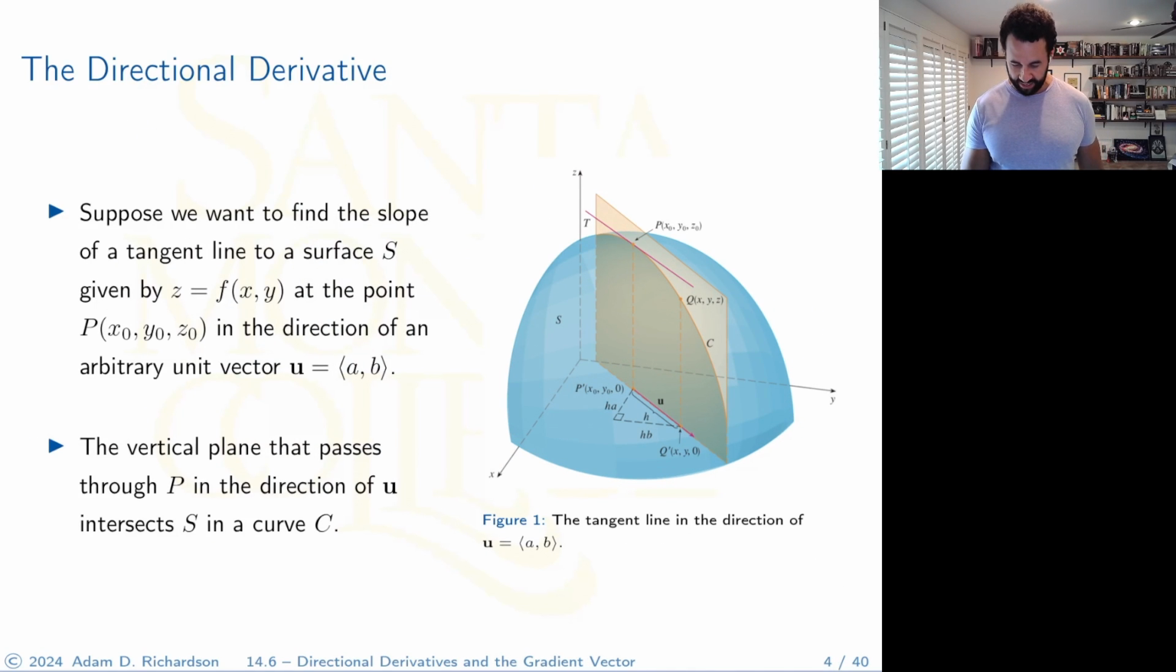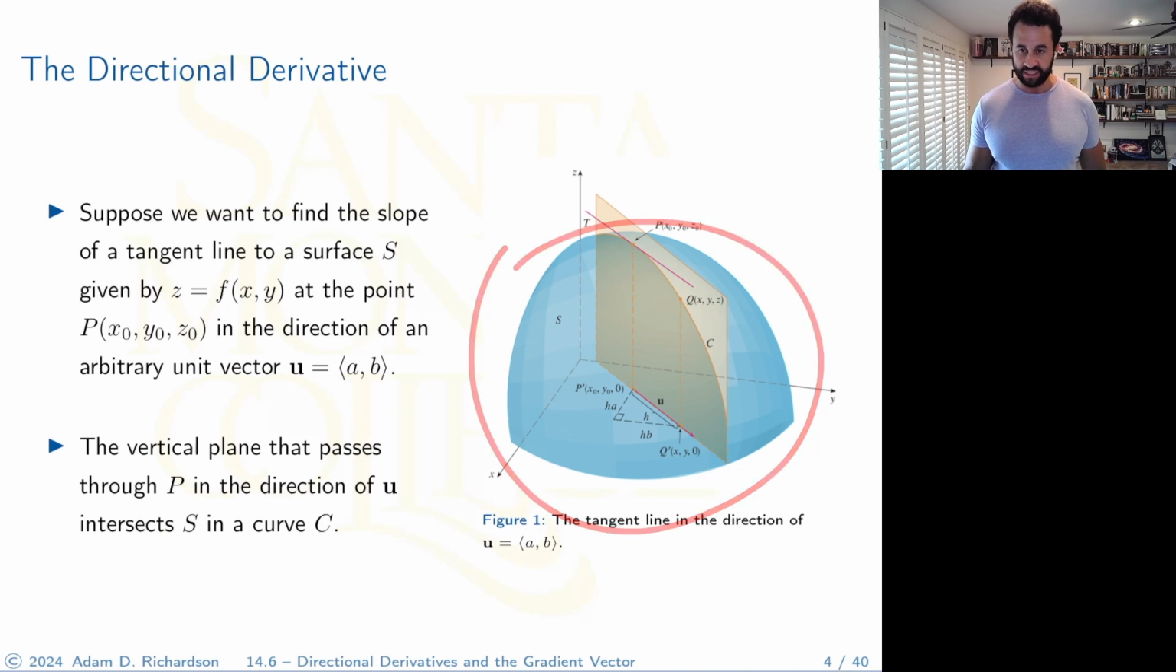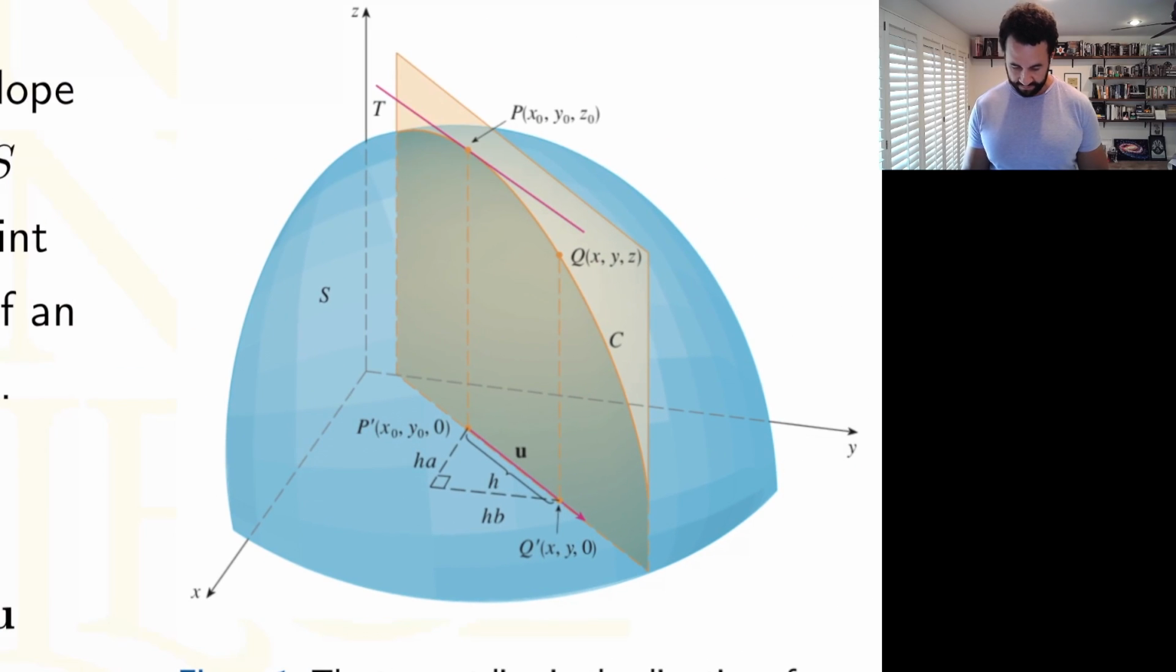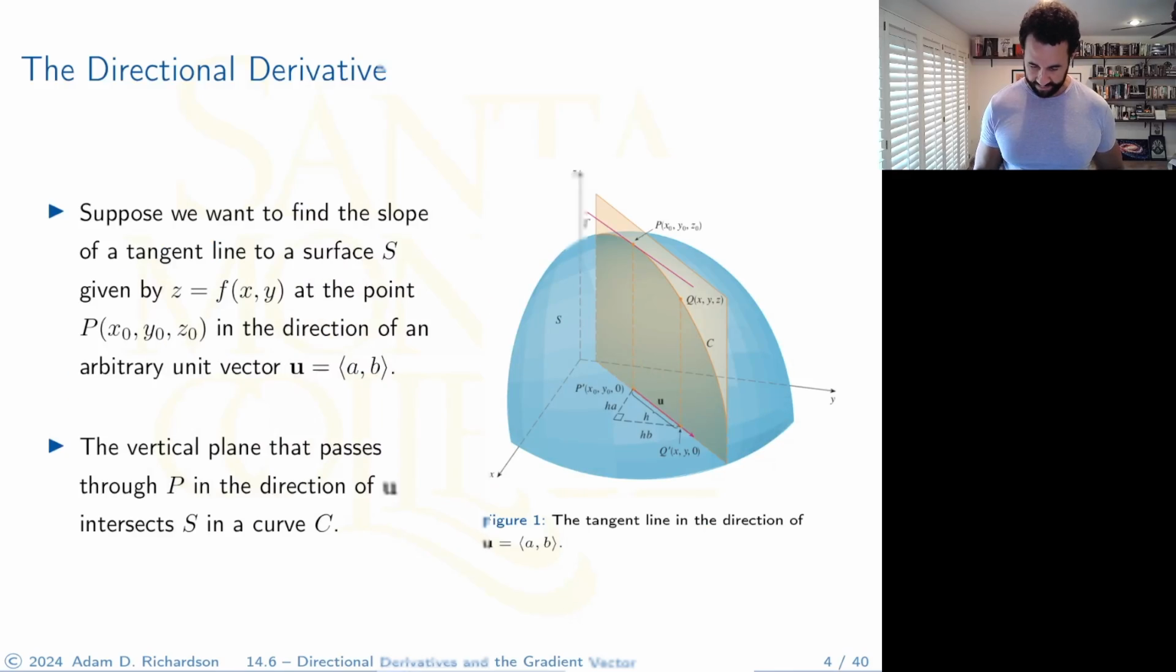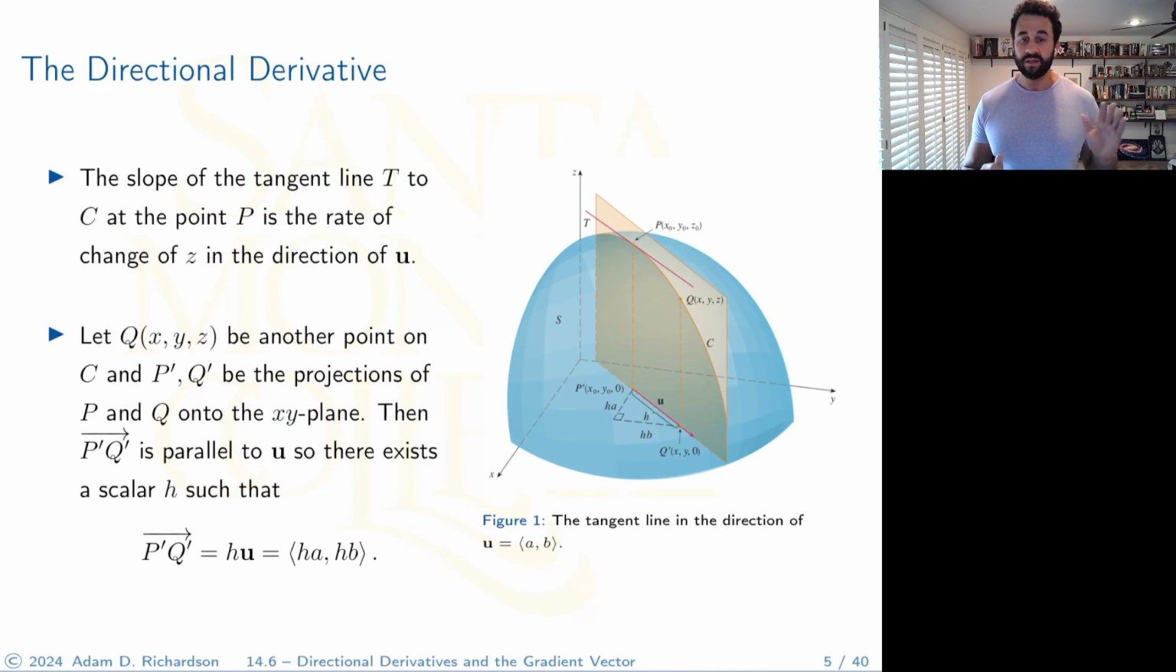The vertical plane that you see pictured here passes through P in the direction of u, and it intersects our surface in a curve C. You can see that when you intersect the surface with this plane, you get a curve, and we're finding the tangent line to the curve at this point. That's the idea. So the slope of that tangent line is the rate of change of z in the direction u. How are we going to develop this and get a formula for this?